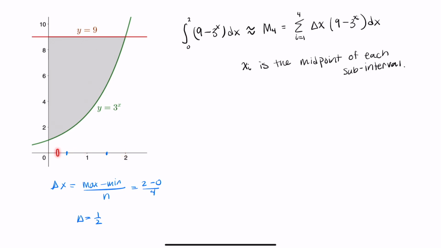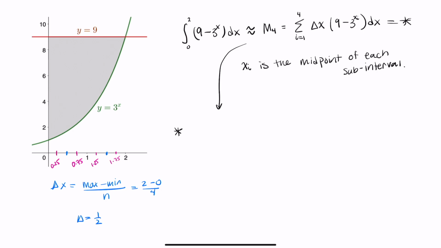As you can see here, our first midpoint is 0.25, that's a quarter. This one here is 0.75. This is 1.25 and 1.75. And that's just the midpoint. This is the midpoint from 0 to 1/2. 0.75 is the midpoint from 1/2 to 1. 1.25 is the midpoint from 1 to 1.5. And 1.75 is the midpoint from 1.5 to 2. Okay, so let's keep going.